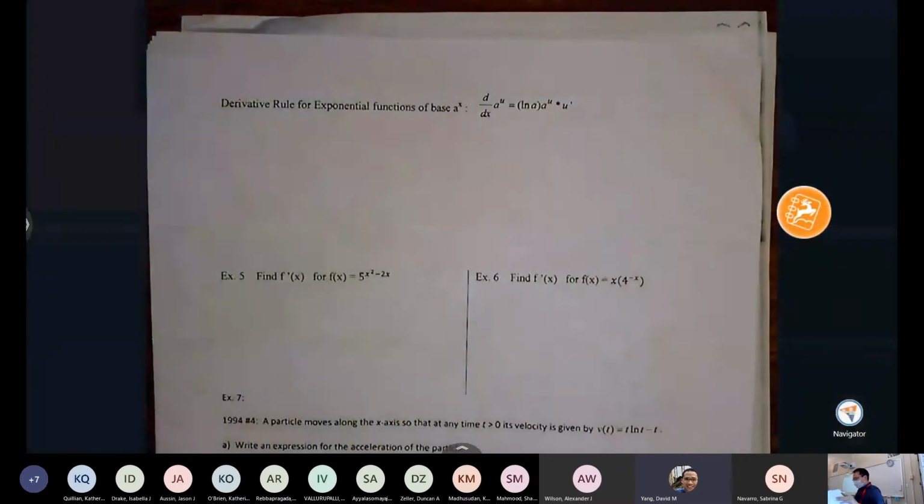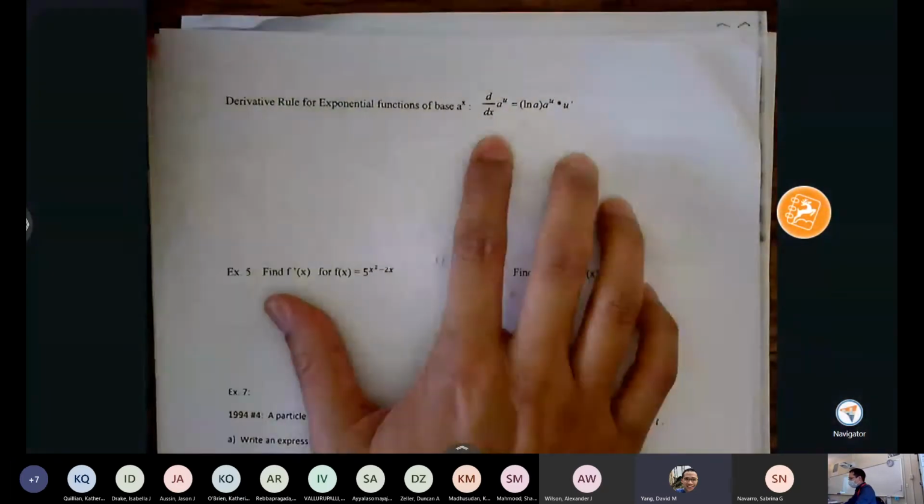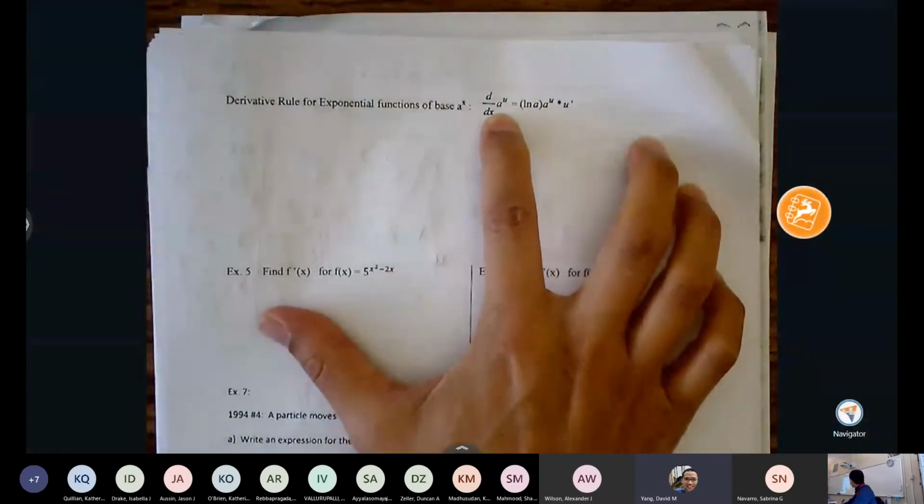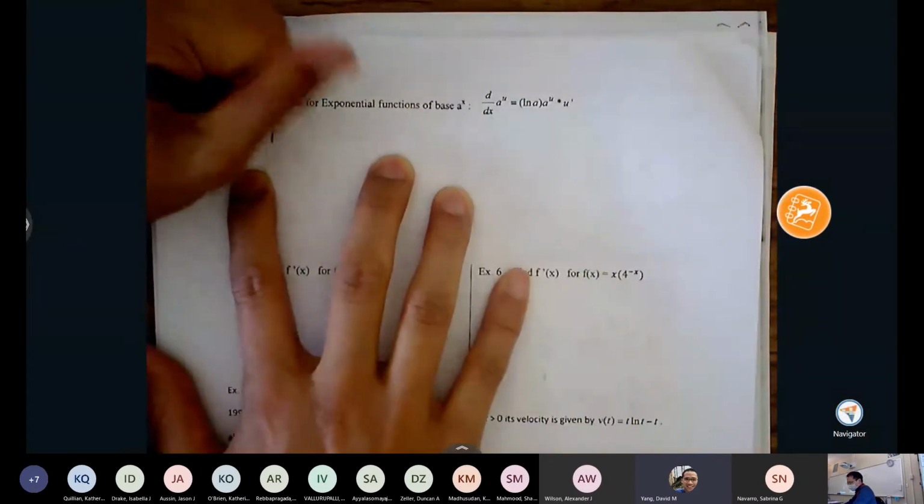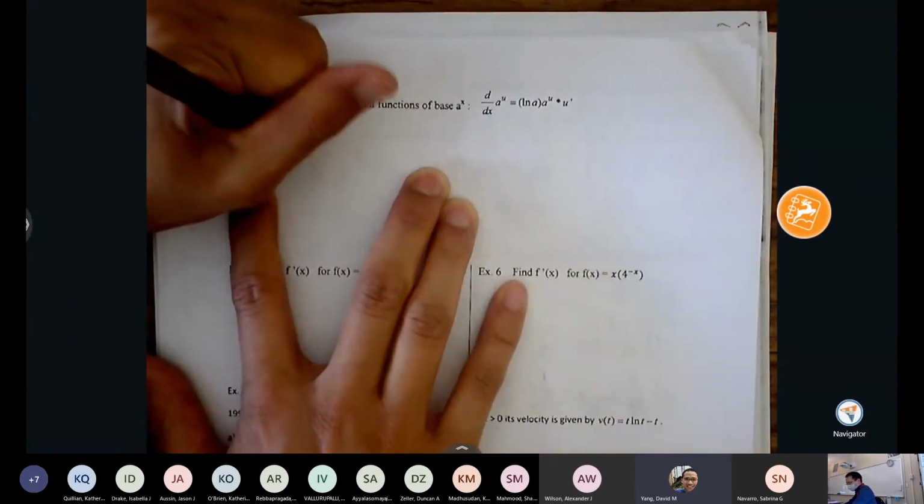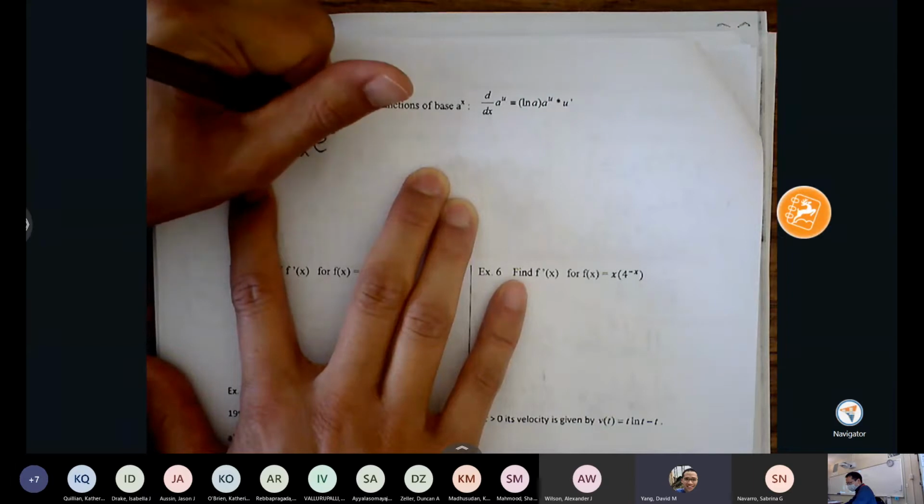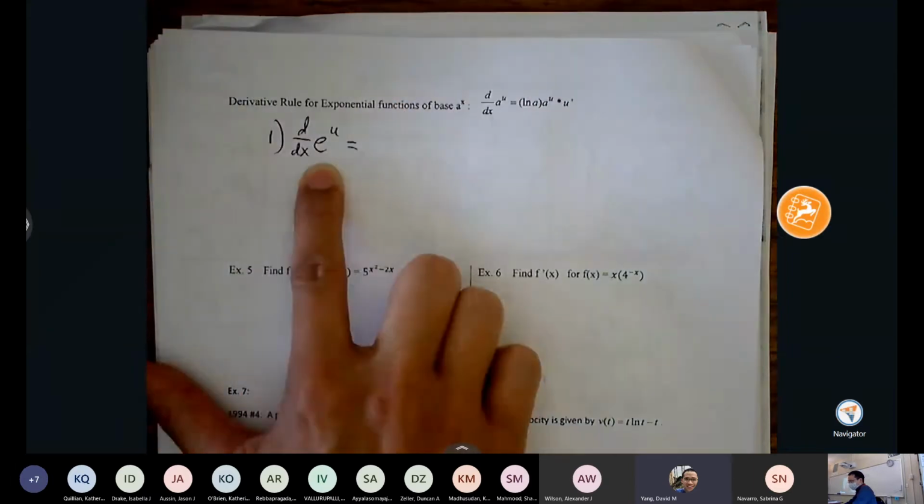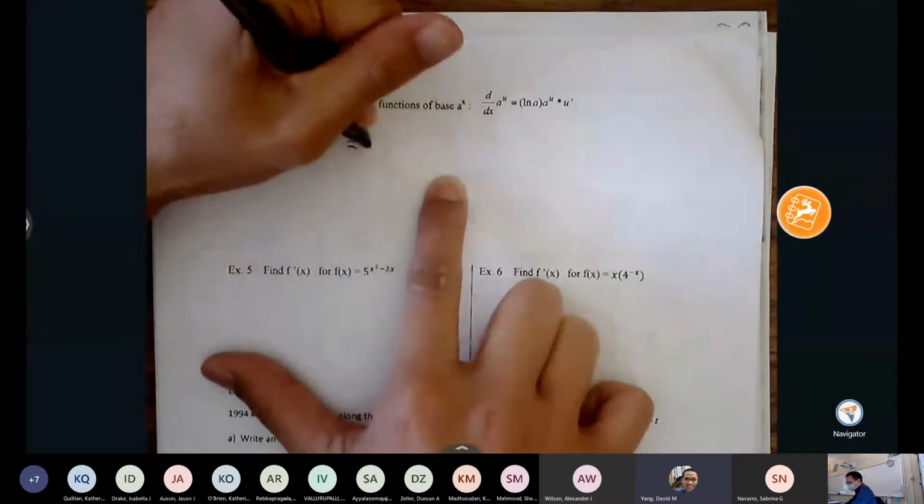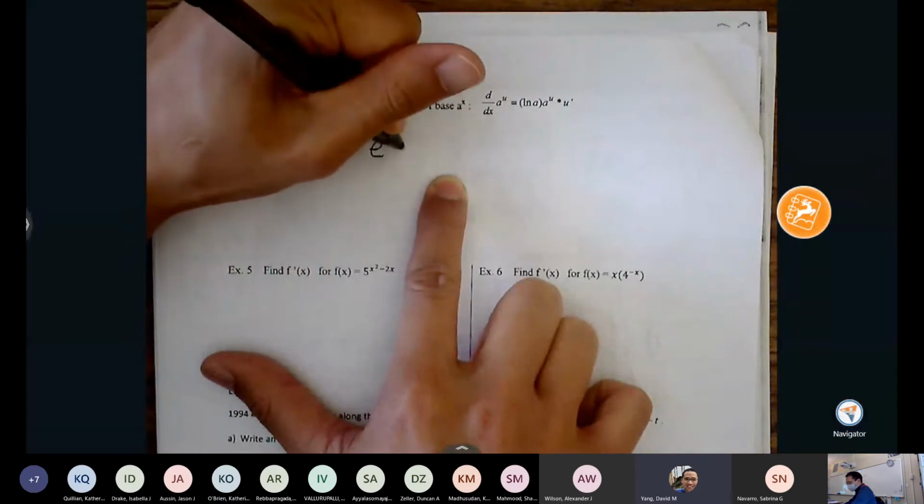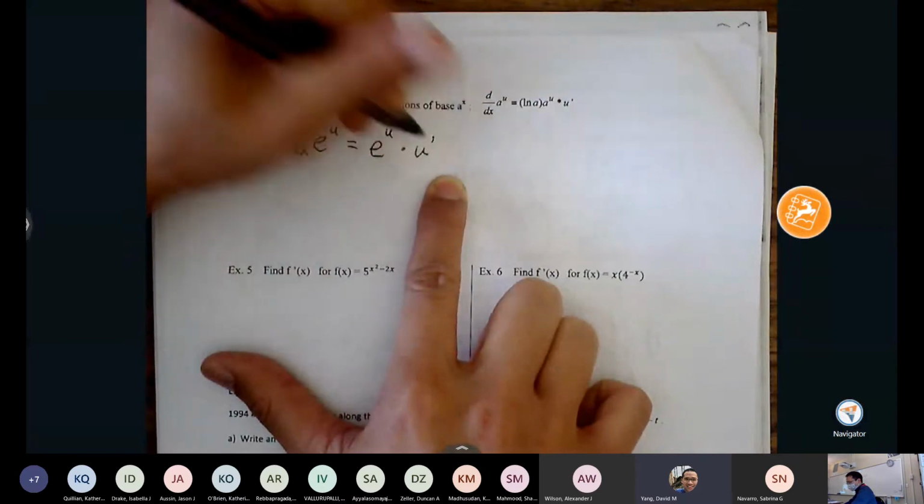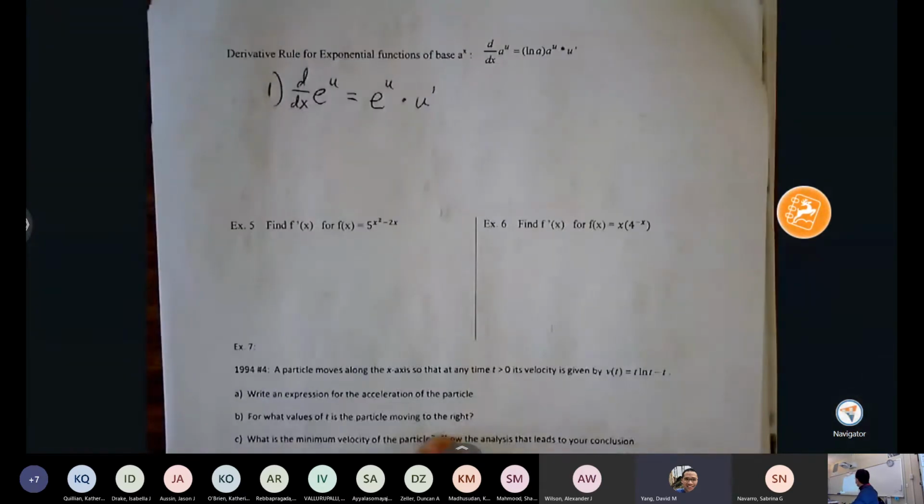So let me start by reviewing what we do know how to do. We know how to handle the derivative of an exponential function that's base e. As a reminder, we know that e to the u is just an easy process, right? It's just the original function times the exponent's derivative. Right, we know that.